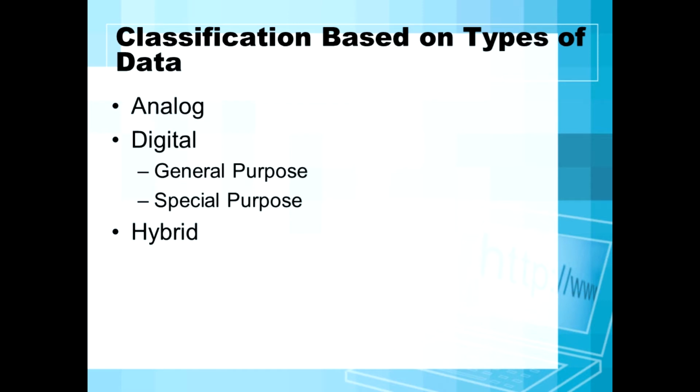Types of data. In this classification they are classified into three types. First one is analog, digital and hybrid.